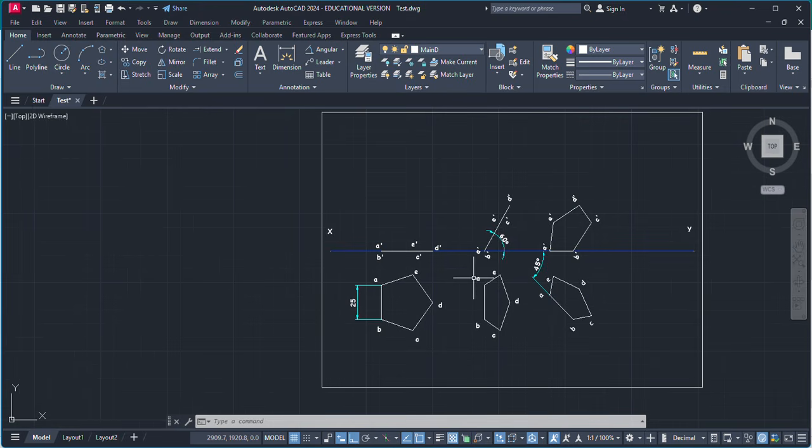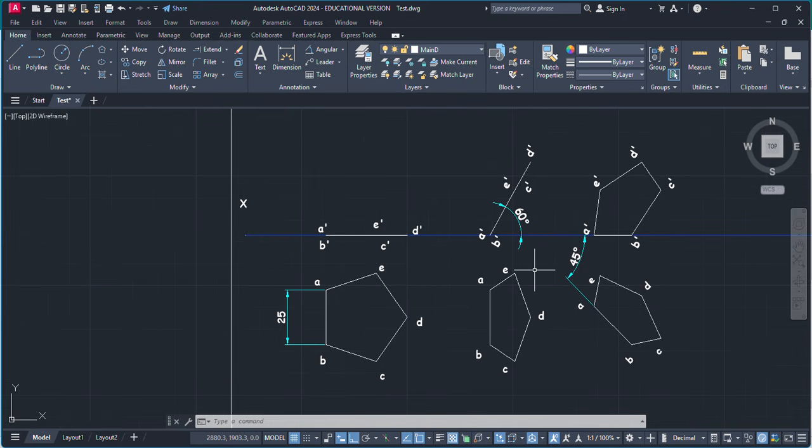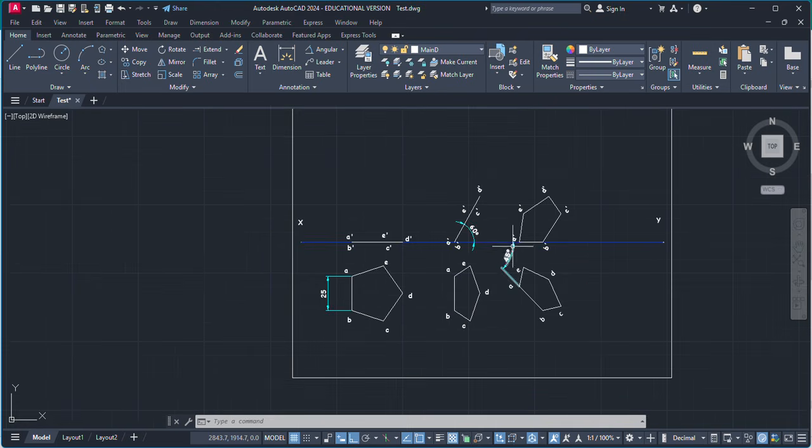So this is our projection of the plane which is resting on HP on this side, and the surface while resting on HP makes an angle of 60 degrees with the HP, and along with these two conditions, the resting edge makes an angle of 45 degrees with the VP. So this is our question.